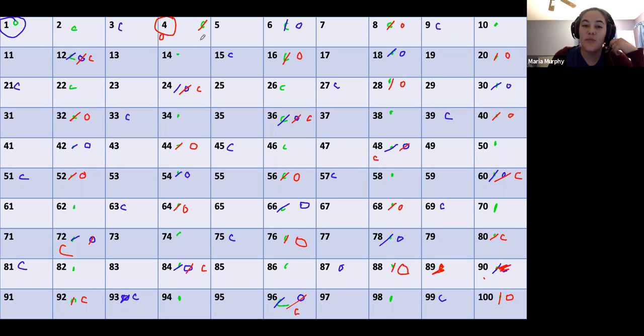And what someone had mentioned before is if we were to continue this pattern, we'll see that the only numbers that are left open are going to be 1, 4, 9, 16, 25, 36, 49, 64, 81, and 100. What do we notice about these numbers that are going to be open at the end?